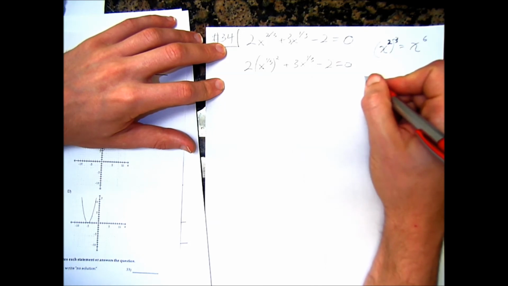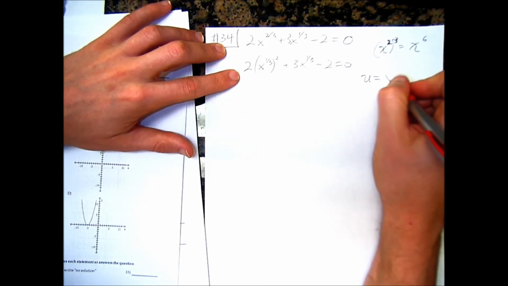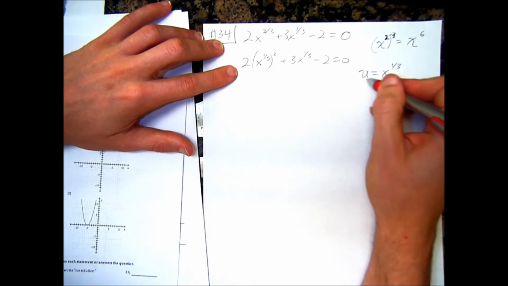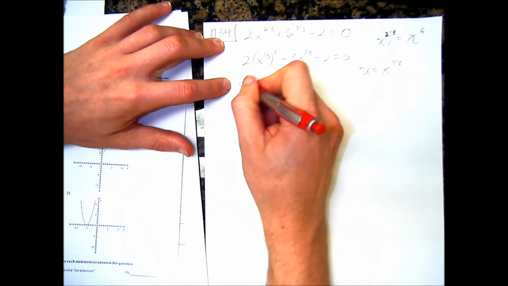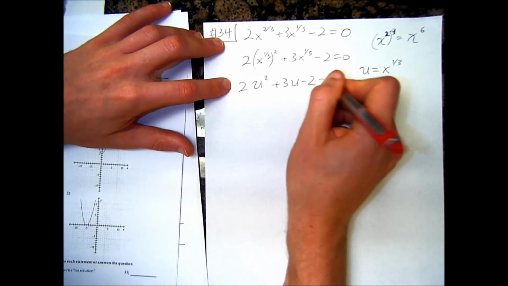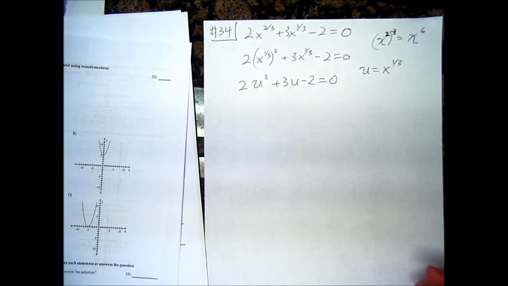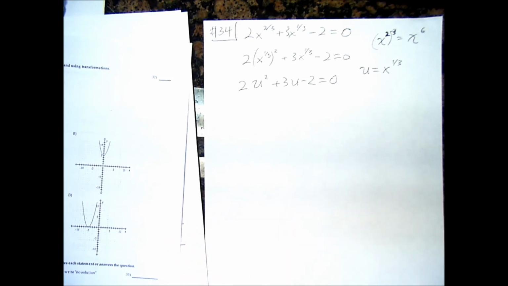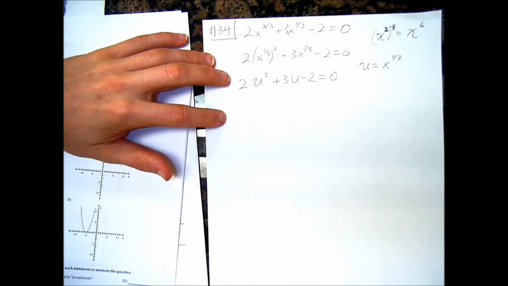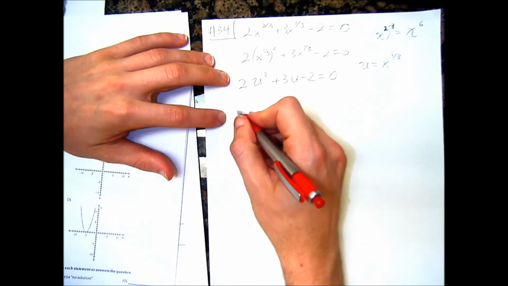And I notice that if let's call this thing x to the 1/3. Let u equal x to the 1/3. Then this is 2u squared plus 3u minus 2 equals 0. And then I can solve this for u. I can just use the quadratic formula.